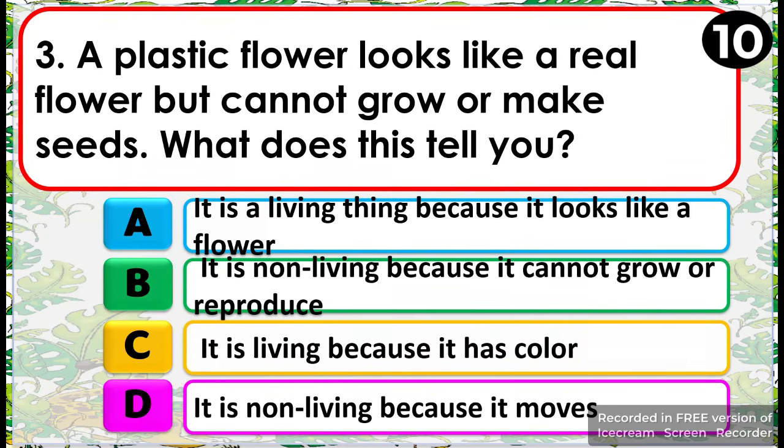Number 3. A plastic flower looks like a real flower but cannot grow or make seeds. What does this tell you? A. It is living because it looks like a flower. B. It is non-living because it cannot grow or reproduce. C. It is living because it has color. D. It is non-living because it moves.